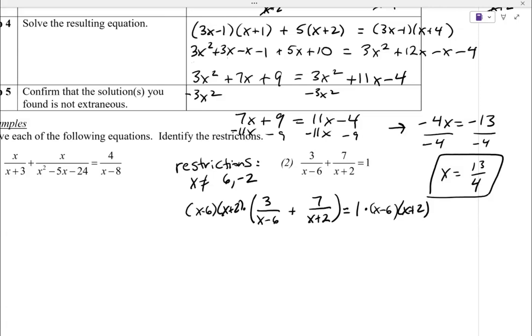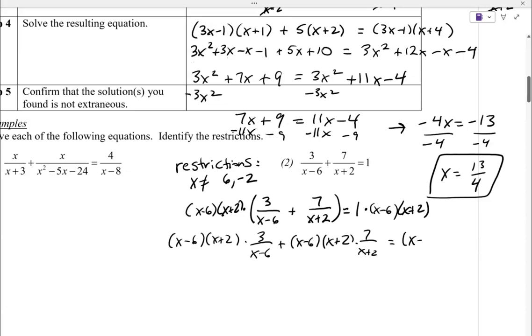In particular, what do we need to do on the left-hand side? Good. Yeah, we need to distribute it to each piece, right? So we have x minus 6, x plus 2 times 3 over x minus 6, x minus 6 times x plus 2 times 7 over x plus 2. Notice we're multiplying, so on the right-hand side, we just have 1 times that. Well, 1 times anything is just the anything, right? So not too worried about the 1 at all.